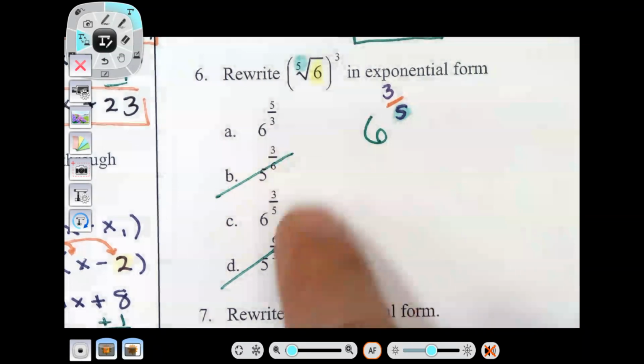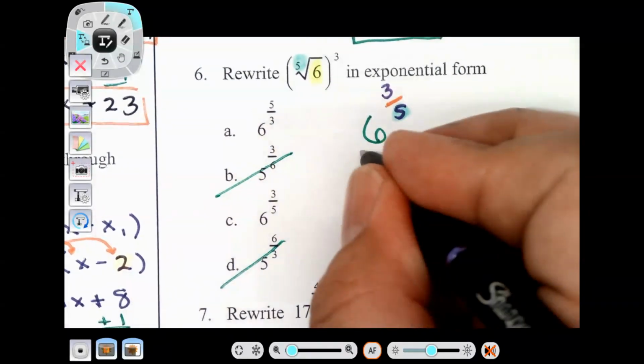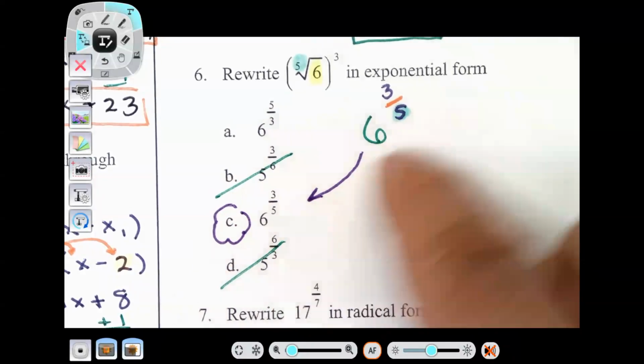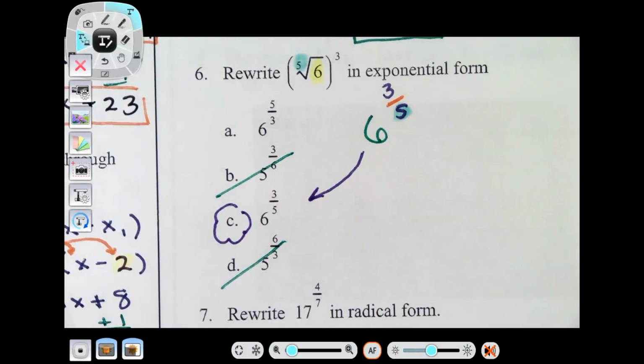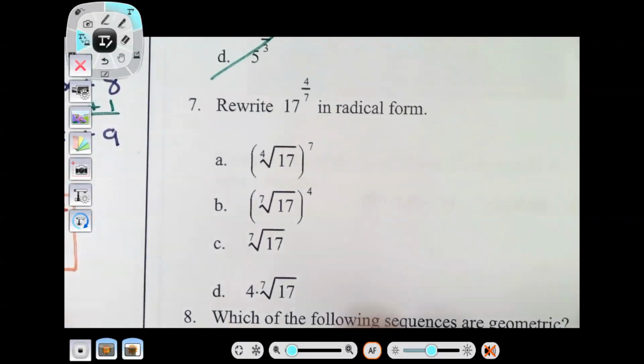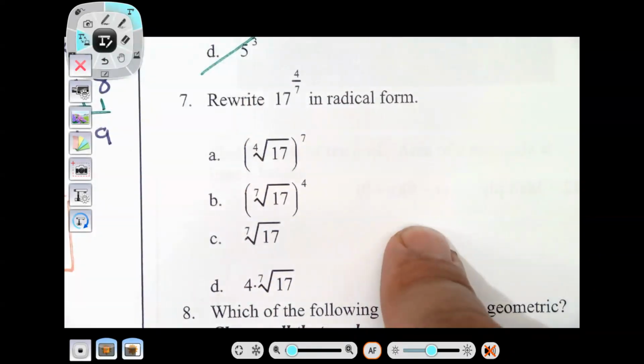And so you see, look at how they try to get you. Be careful, choose carefully, because there's my answer. This is the one that matches our answer perfectly. That's why I write it down, play it safe. Now, number 7 is also very similar, and you saw this the other day as well. Now they want me to rewrite and go the opposite way.